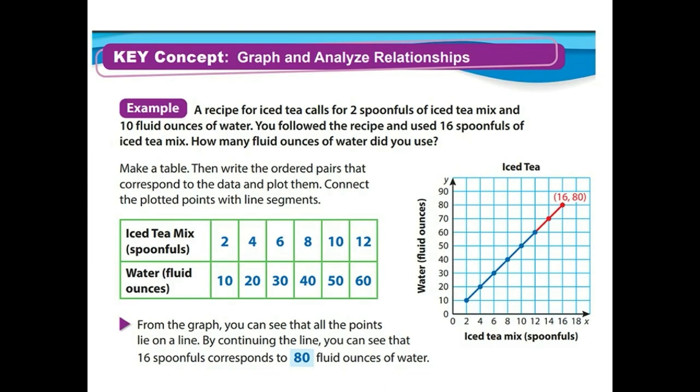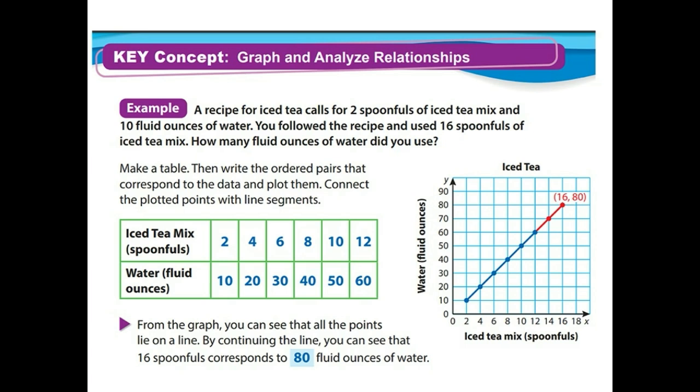So let's go to our key concept, Graph and analyze relationships. In our example, it says a recipe for iced tea calls for 2 spoonfuls of iced tea mix and 10 fluid ounces of water. You followed the recipe and used 16 spoonfuls of iced tea mix. How many fluid ounces of water did you use?